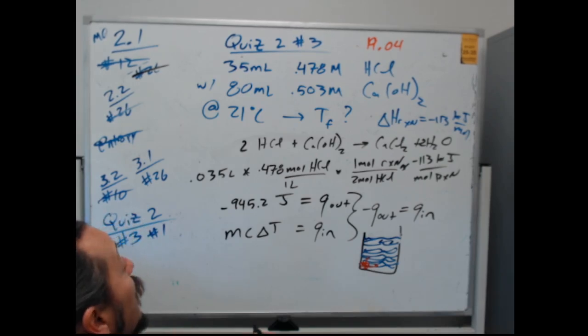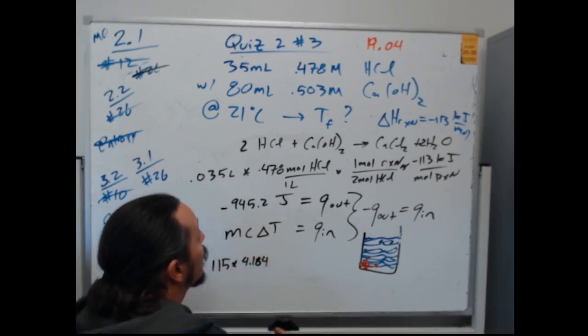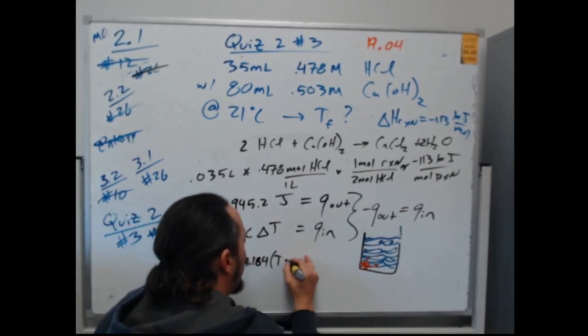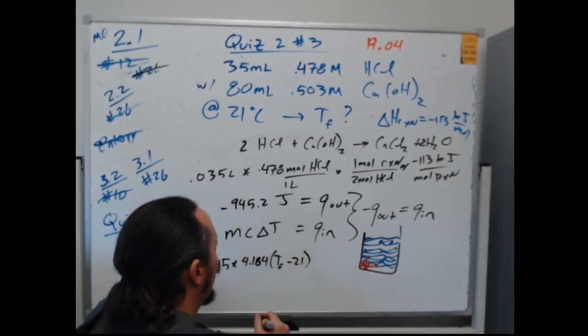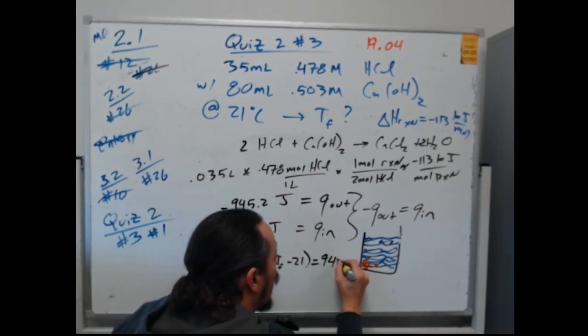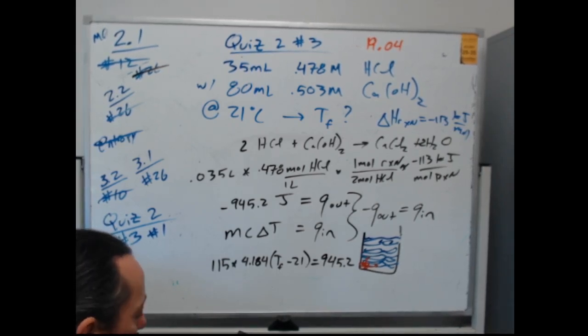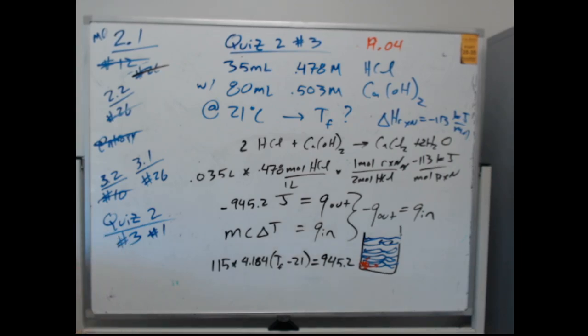Our MC delta T is going to be 35 plus 80. That's going to be 115 times 4.184 times our delta T, T final minus 21. That's going to be equal to negative 945, so that's going to be equal to 945.2. That energy is going in. So we do 945.2 divided by 115 divided by 4.184, and we get a 2-degree increase instead of a 2-degree decrease. Okay, that makes sense. Right?